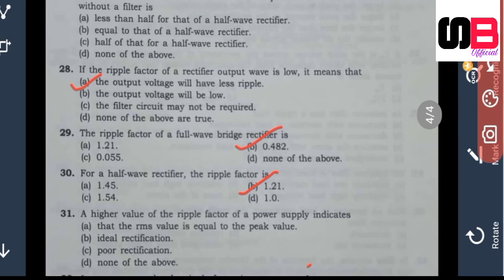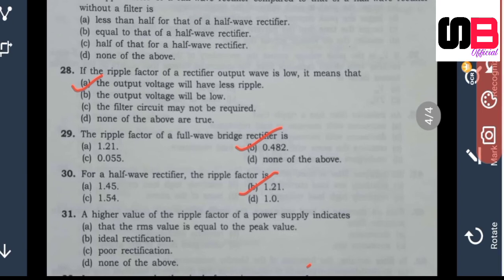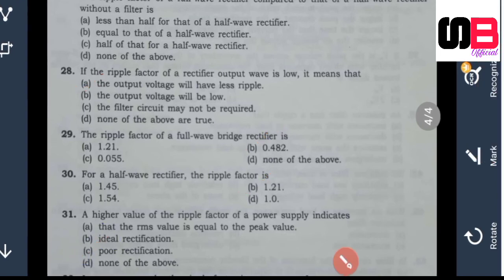Now the question number 31. A higher value of the ripple factor of a power supply indicates that the RMS value is equal to the peak value, ideal rectification, poor rectification, none of the above. And the answer is poor rectification. Option C is the answer.